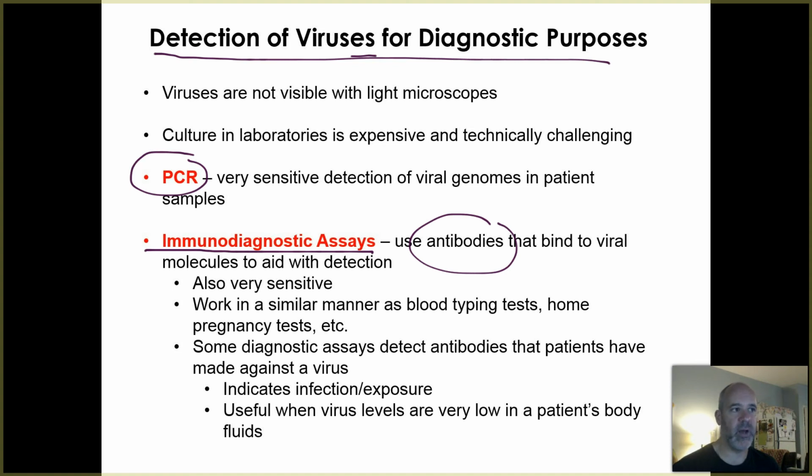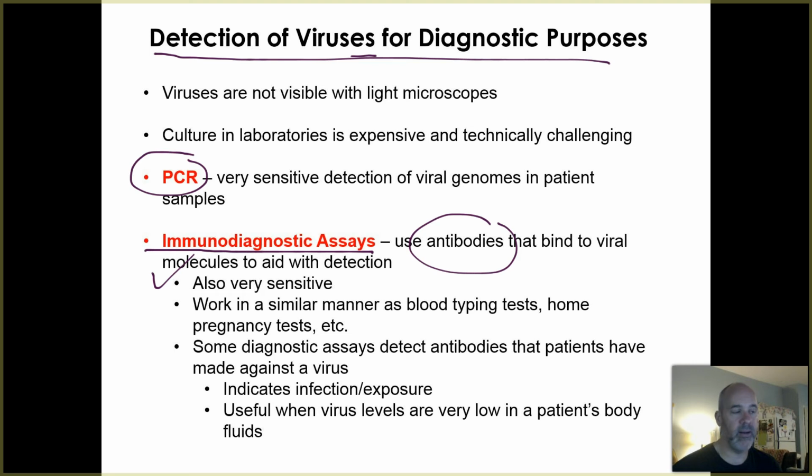They're so specific about what they attach to that you can actually use them in the lab as tools to help you detect things. When you do that, that's called an immunodiagnostic assay. You're diagnosing something by using these antibodies of the immune system. So they're very sensitive. There are many different examples of those types of assays.